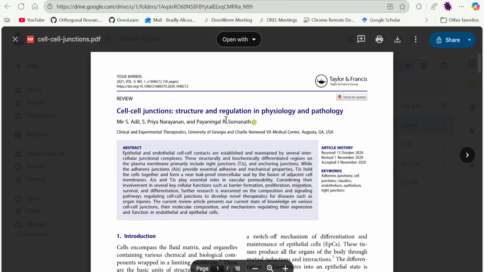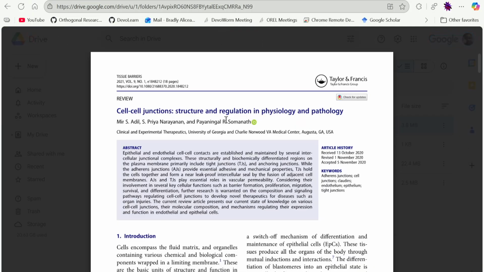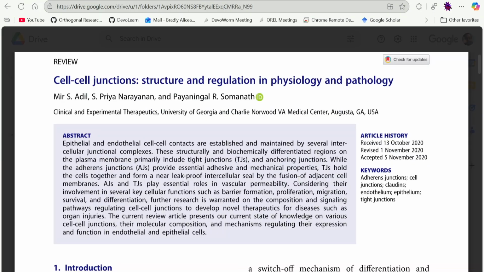This is the paper on cell-cell junctions I just told you about. This is in Tissue Barriers. These are cell-cell junctions, structure and regulation in physiology and pathology. This is a review article, so they go through a bunch of different mechanisms that are involved in these junctions. So let's see what they have to say in the abstract.